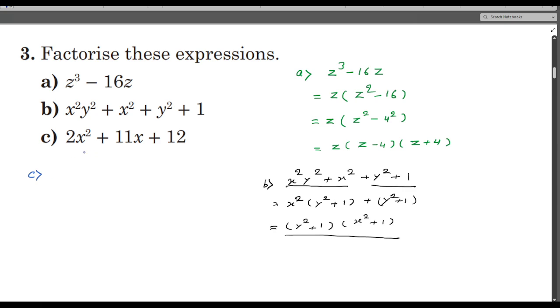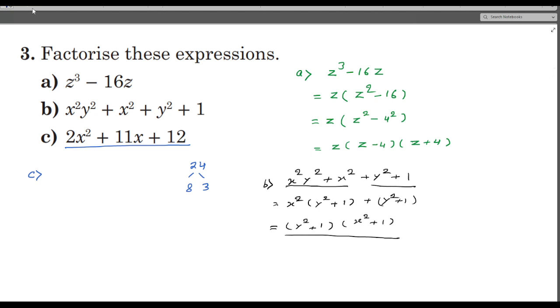So your C part, I will try by multiplying A and C. So 12 times 2 is 24. Now I have to split this 24 so that the addition is 11. Now 8 times 3, if I see, the product is 24 and the addition is 11. Okay, so you should be good in your multiplication. So easily you can figure out what two numbers give product as 24 and addition as 11. Otherwise you try different combinations where the product is 24 and see which combination gives you addition as 11.